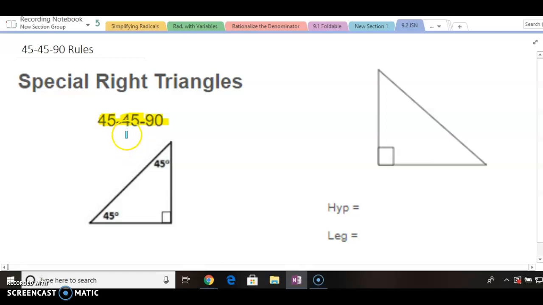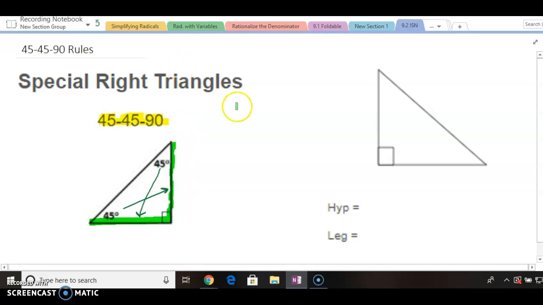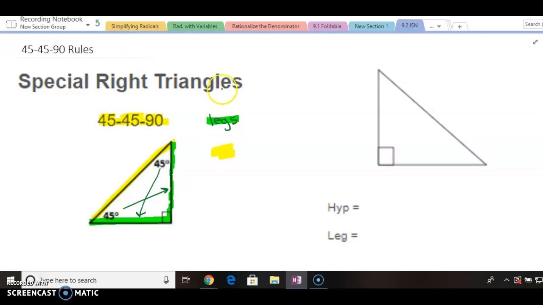On a 45, 45, 90, remember, opposite sides of congruent angles would be congruent sides. So on a 45, 45, 90 triangle, you have two sides that are going to be congruent, okay? And those are the two legs. I'm going to go ahead and write those are the two legs. And the legs are the same length. And then obviously the hypotenuse is going to be a different size.